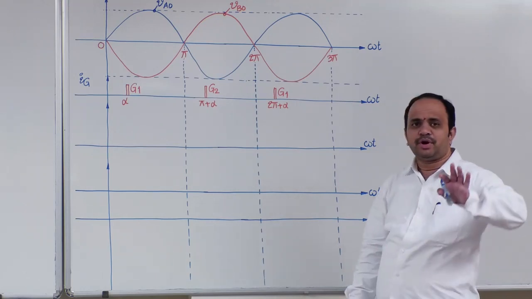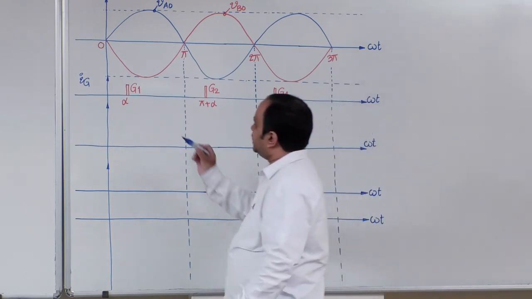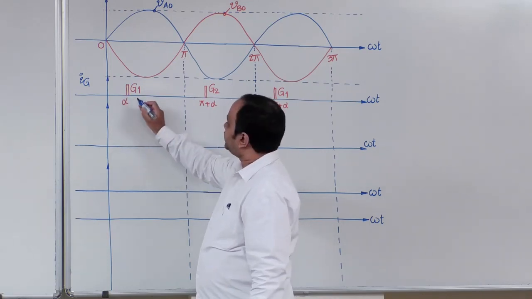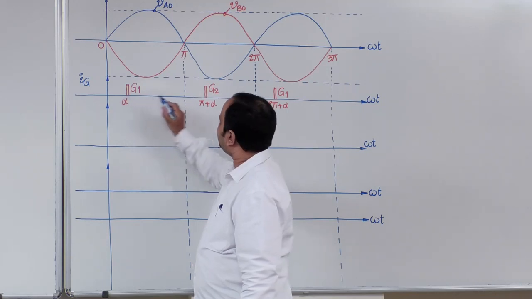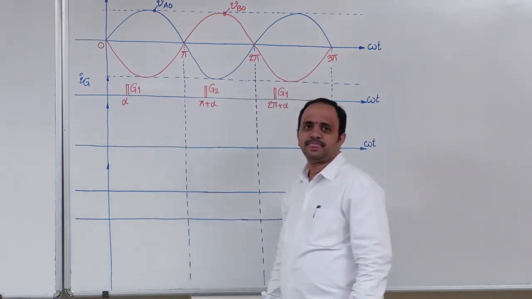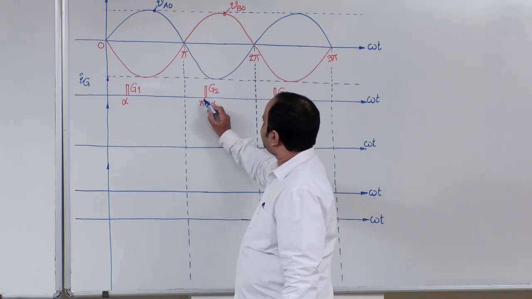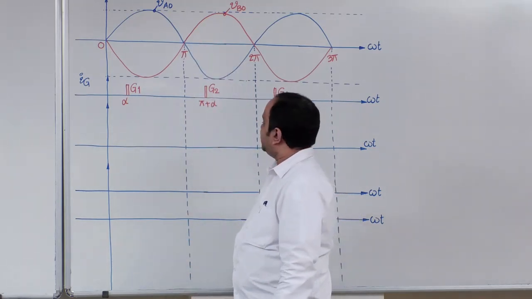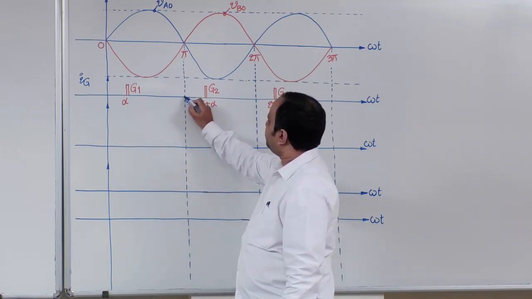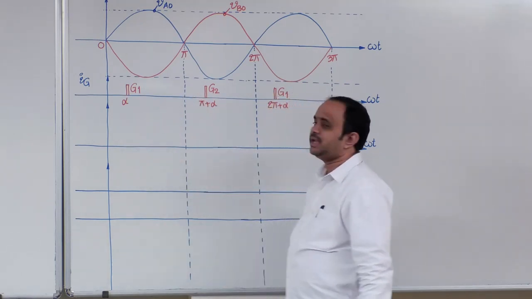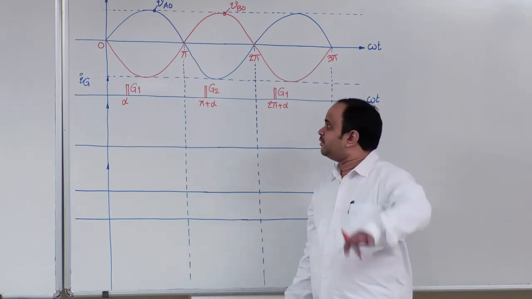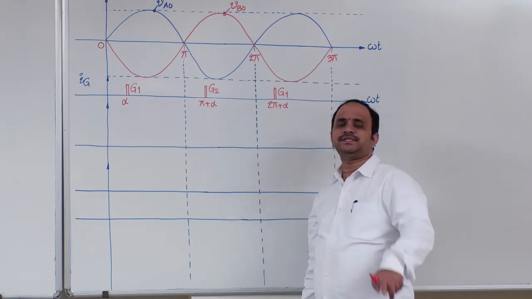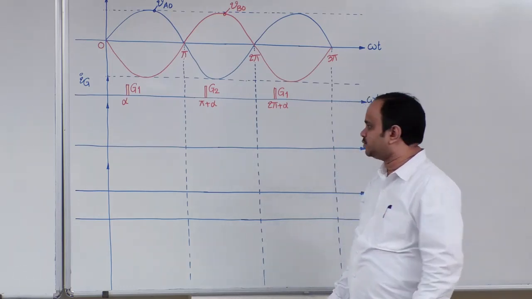Now, the important point to understand here: the T1 device is triggered at alpha. Therefore, T1 will be in conduction from alpha to pi, no doubt about it. But from pi to pi plus alpha, the source voltage is going to be negative. In that condition, we may feel that T1 will turn off, but T1 will not turn off here because the load is assumed to be a large inductive load.